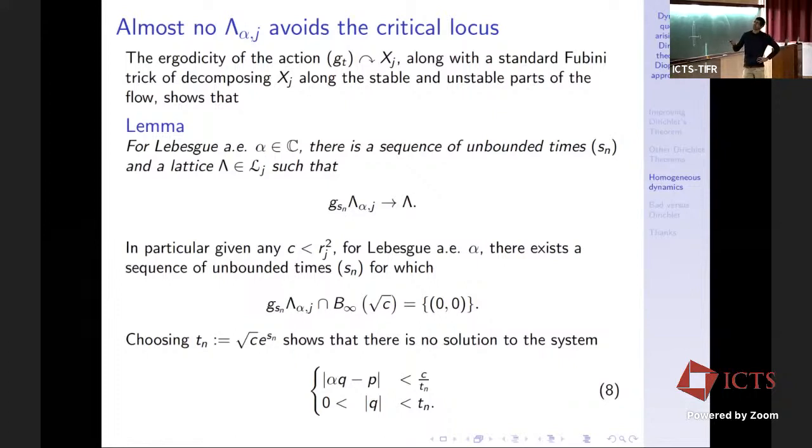Yeah, so that's using ergodicity. You can see that for almost every complex number alpha, there's a sequence of unbounded times s_n such that g_{s_n} lambda_alpha_J converges to something which lies on this critical locus, some lambda which lies on this critical locus. Okay.